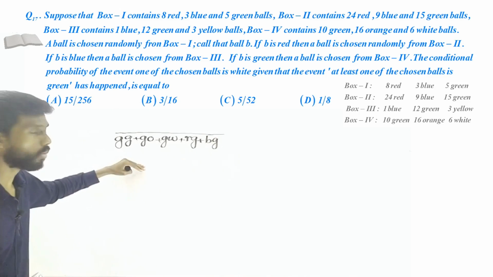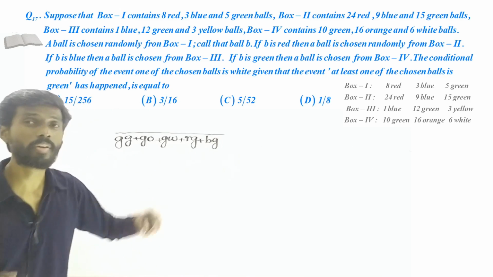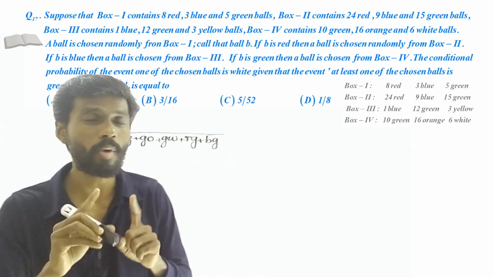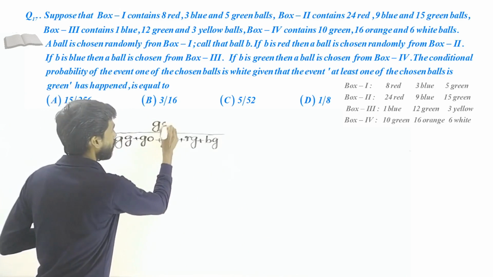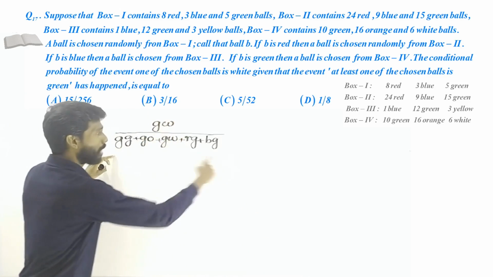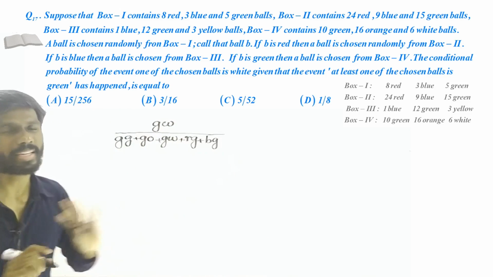Yes. Now, among this, which is our favorable case? Favorable case means what? One ball must be white. Only one case, green, white. So that is coming in the numerator. So this is a favorable case out of the total cases. Okay, that's all. So write the probability, that is our answer, right?